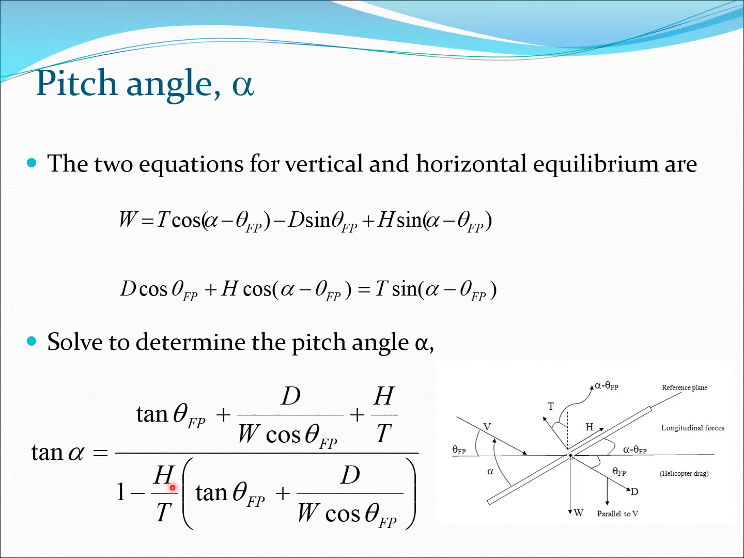Now, remember that all these forces have been obtained from the rotor sectional forces by integration, and the theta fp is known because theta fp is this particular value. So that's the angle at which v is coming. So this whole expression can be calculated, and therefore the alpha value can be obtained. So this is going to give us the orientation of the rotor disc, which is going to result as a result of all these forces which are acting on the rotor.